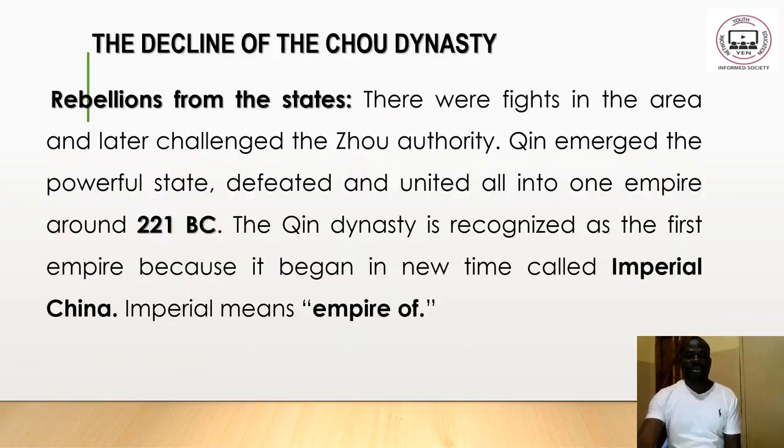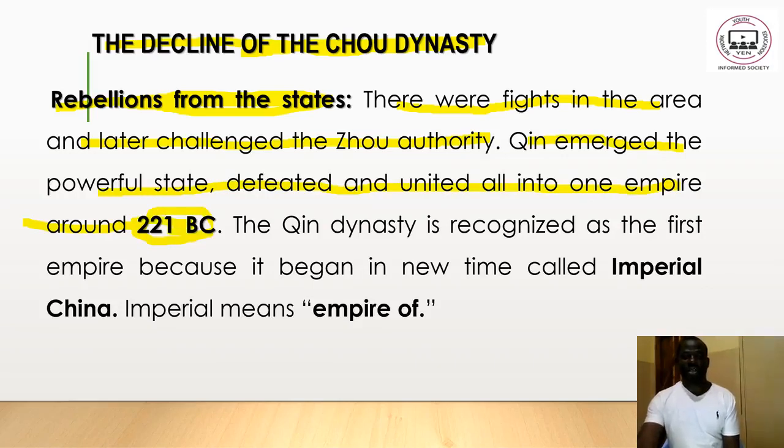So let us look at the decline of the Zhou dynasty. Number one is the rebellion from the states. So there were fights in the area that later challenged the Zhou authority. So Qin emerged as a powerful state and defeated and united all into one empire around 221 BC.